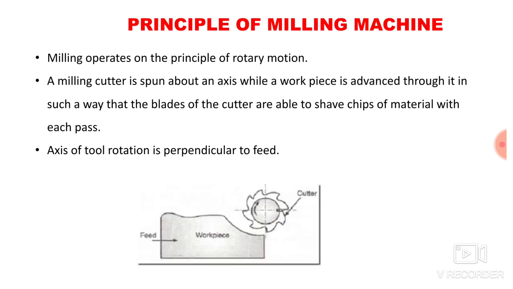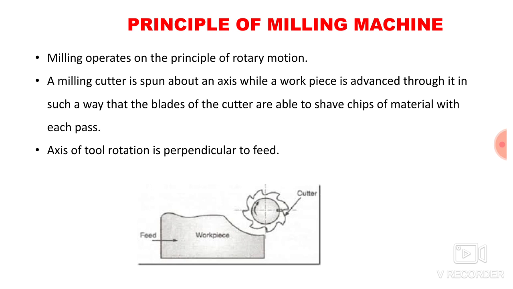Now the principle of the milling machine. So milling operates on the principle of rotary motion. So basically a milling machine consists of a rotary cutter. So it operates on the principle of rotary motion. A milling cutter is spun about an axis while a workpiece is advanced through it in such a way that the blades of the cutter are able to shave the chips of material with each pass.